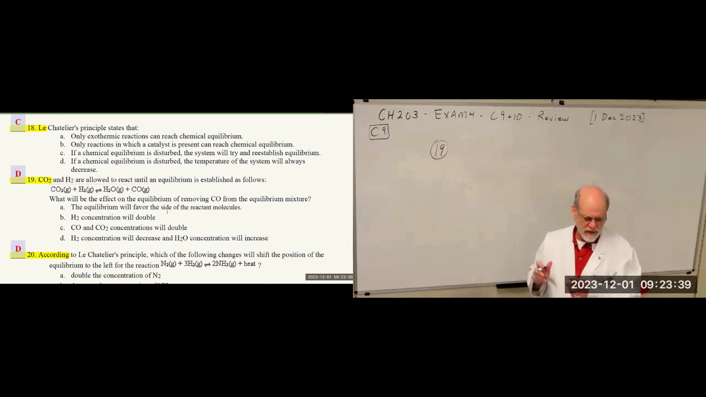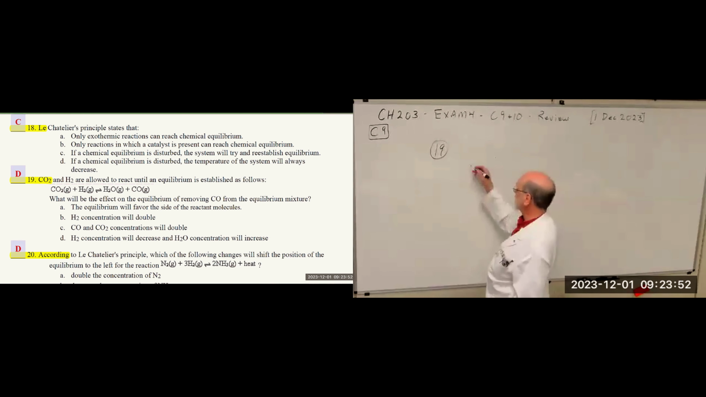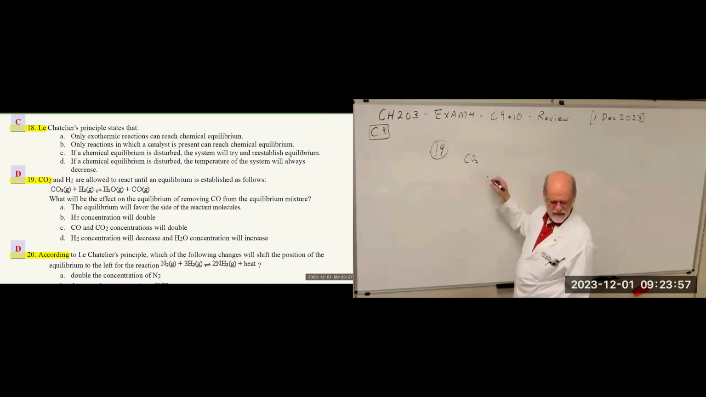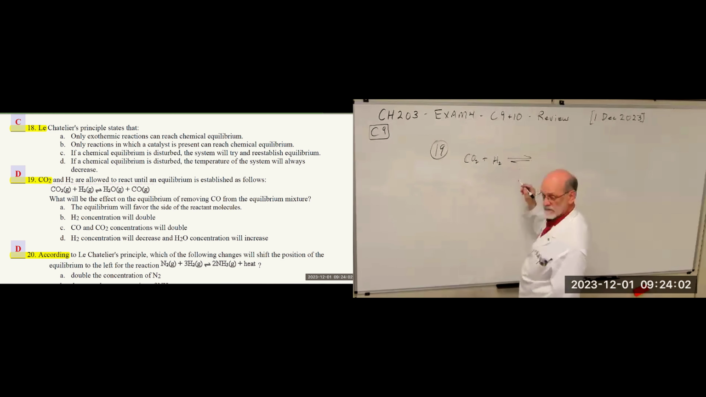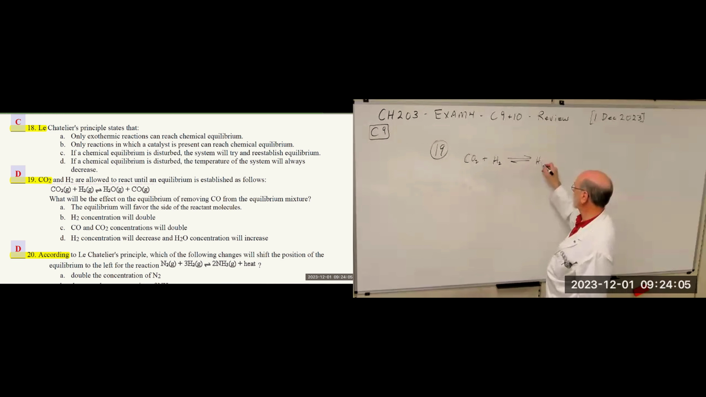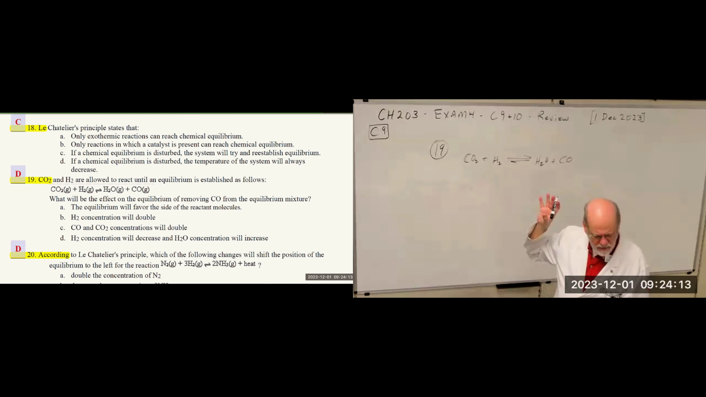CO2 and H2 are allowed to react until an equilibrium is established as follows. What will be the effect on the equilibrium of removing CO from the equilibrium mixture? All right, so if you have CO2 gas and H2 gas, plus... I'm not going to write the gas in there because they're all gas... water and CO. Okay, so if it's at equilibrium now, and we do what?